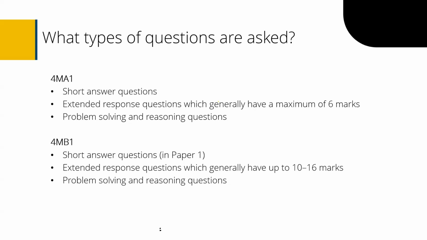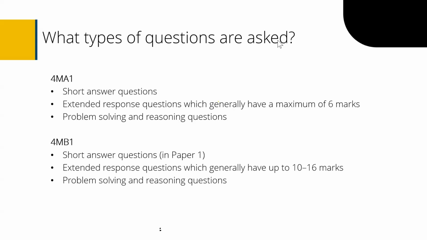And we can look here at the 4MA1. You've got short answer questions, extended response questions, which generally have a maximum of 6 marks, and problem solving and reasoning questions. Then 4MB1 has short questions for paper 1, extended questions and responses that go up to 10 to 16 marks, with problem solving and reasoning. So there is problem solving and reasoning in both of them, but the mark allocation is different in the second one, and it's worth having a look at. We're going to dive into it a bit more and look at the difference between those extended questions in a minute, so that you can better understand what we mean by that.